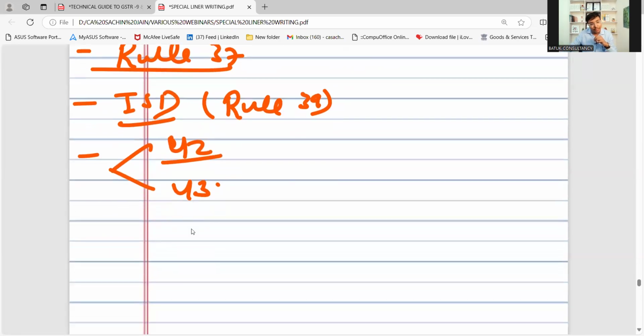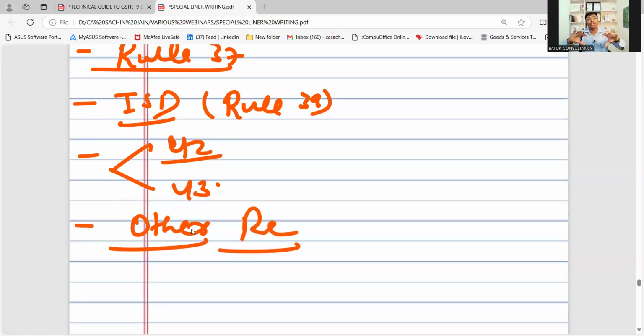Rule 42, 43 related reversal, and there may be chances of other reversal which is not mentioned above. There may be a requirement of reversal of input tax credit due to purchase return, due to any entry, so we may do it in other reversal.